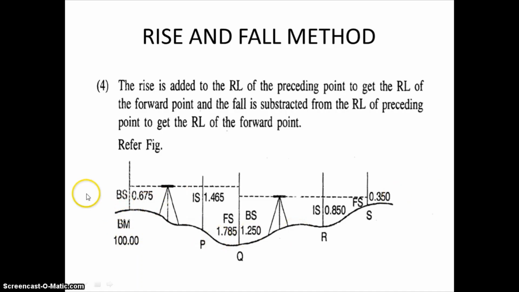This is your undulating ground. This is your setup of the instrument. This is your telescope, and this is your backside reading, 0.675 value is there. Then you have taken the IS value. Then you have taken the foresight value. Then again here you are taking a change point. Okay. Then again IS value, foresight value.